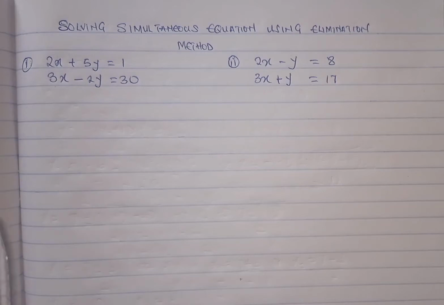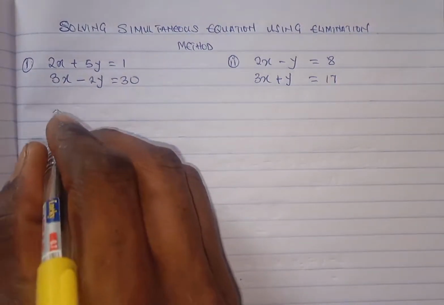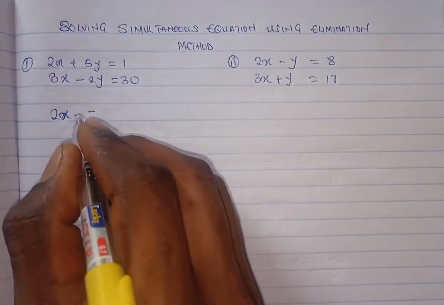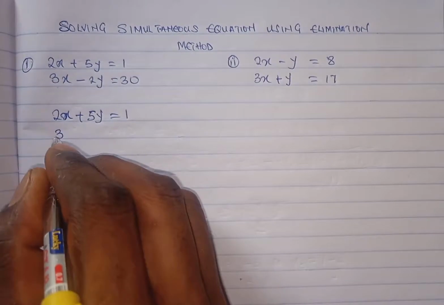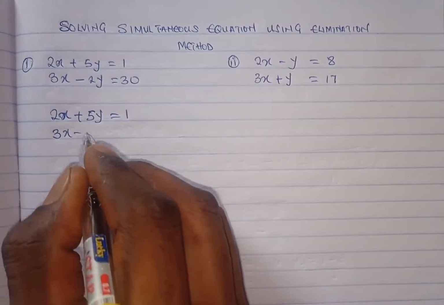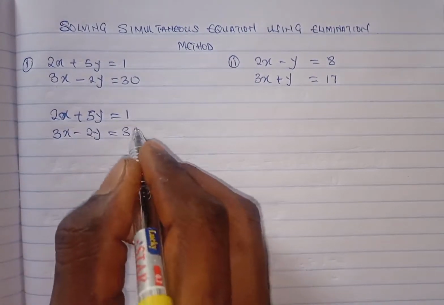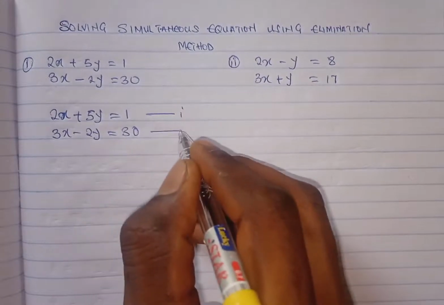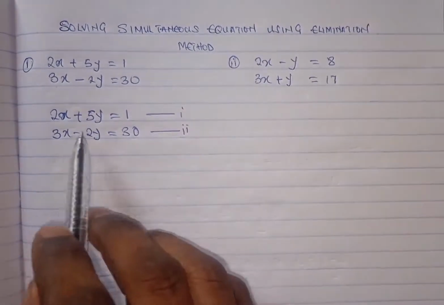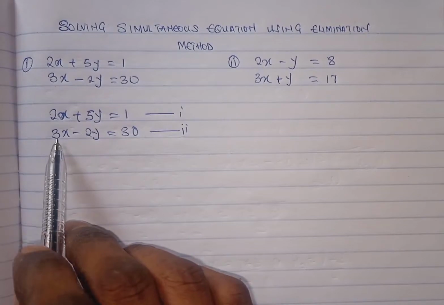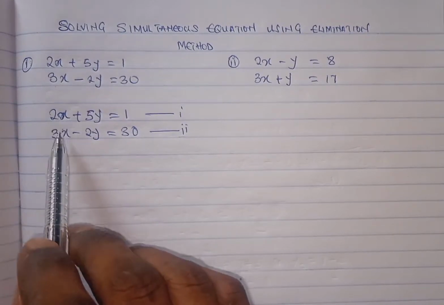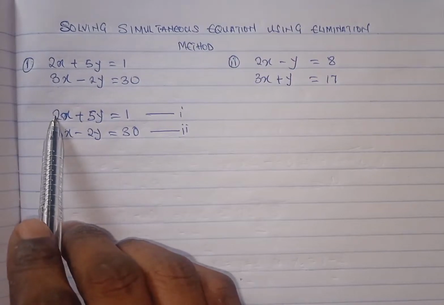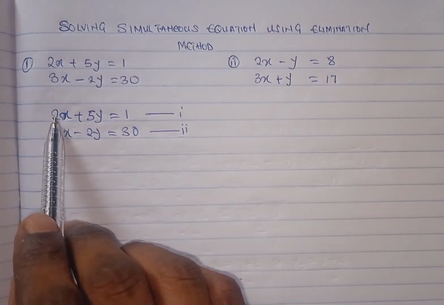So let's say in this equation, 2x plus 5y is equal to 1, and 3x minus 2y is equal to 30. I can call this one equation 1 and this one equation 2. Let's say in these two equations I want to eliminate x. So what I'll simply do is look at equation 1. Please pay attention.